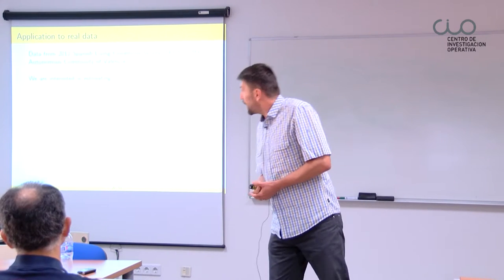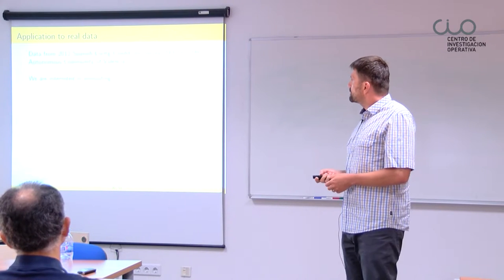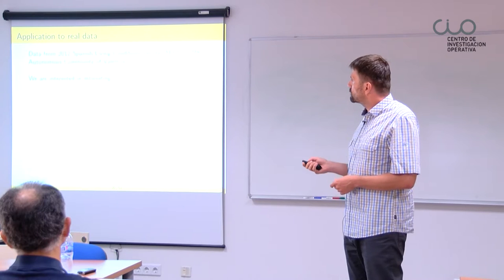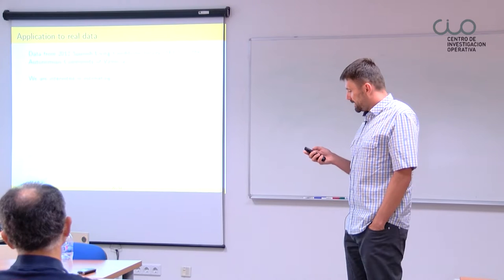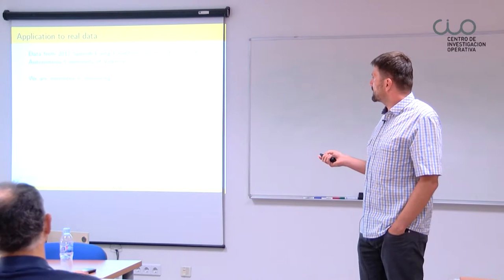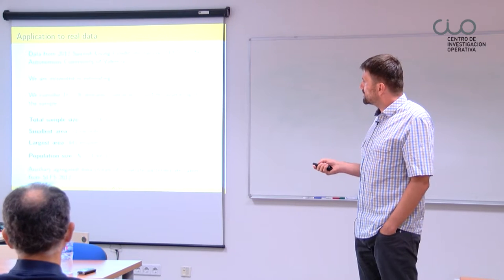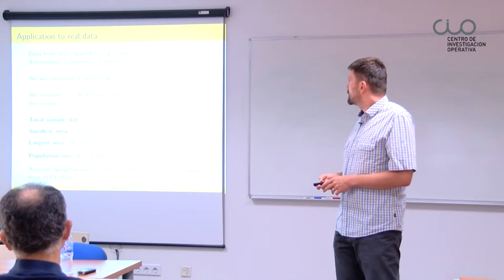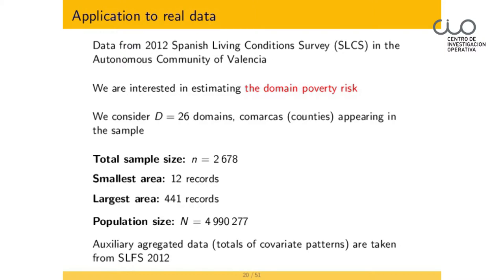So, application to the data. We have disposal data from the Spanish Living Conditions survey from the year 2012 in the autonomous community of Valencia. We are interested in estimating the domain poverty proportion. We consider 26 domains, which are in the sample. The total sample size is 2,278. The smallest area has 12 records, and the largest area has 445 individuals.